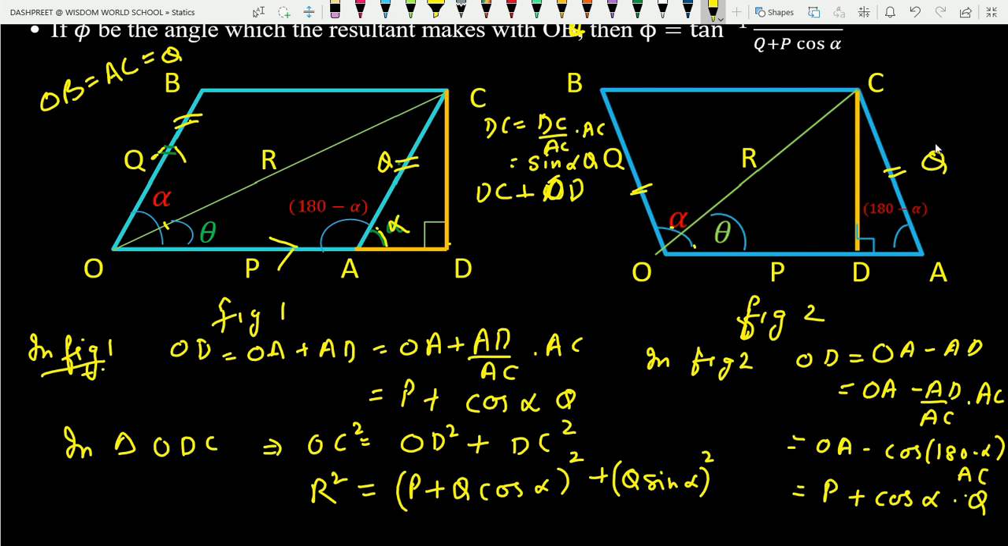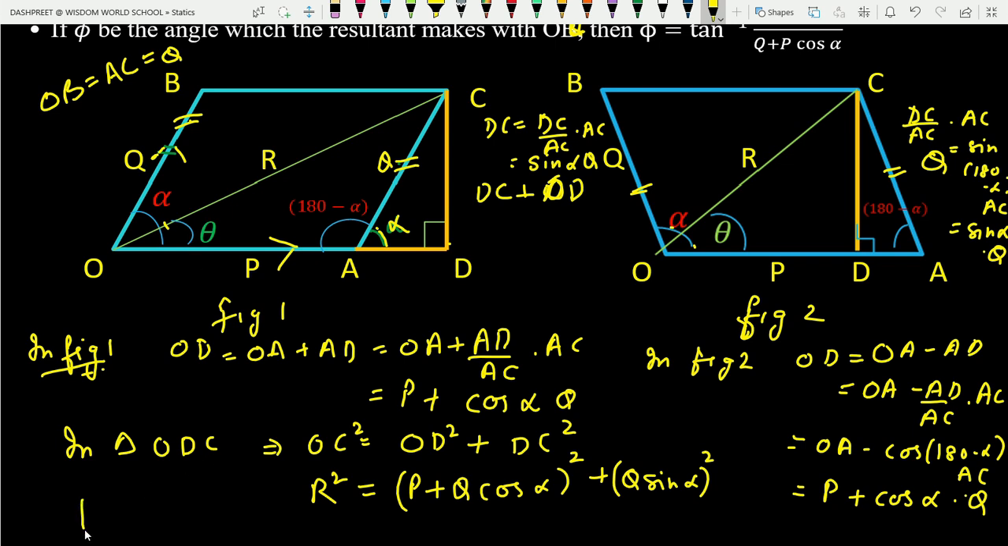In the second case, the value of DC is DC upon AC into AC. DC upon AC is sine 180 minus alpha, into AC. Sine 180 minus alpha is again sine alpha, into Q. So in both the cases, this value comes out to be Q sine alpha whole square. Now we have to find this angle theta.